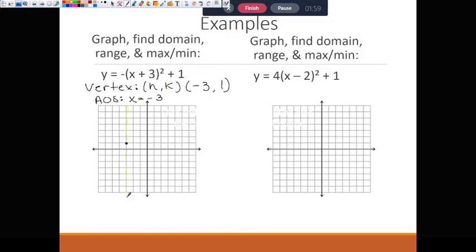Now I need to find an additional point. So I'm going to substitute a value into my original equation of y equals -(x plus 3) squared plus 1. So I'm going to pick a value that is near my axis of symmetry. So I'm going to pick the value -2.